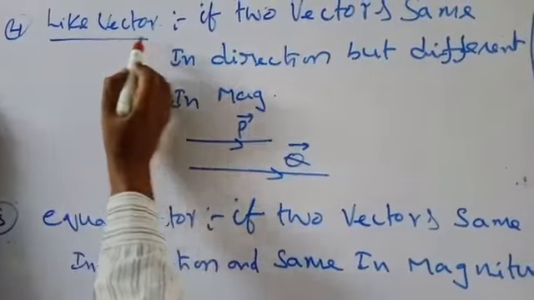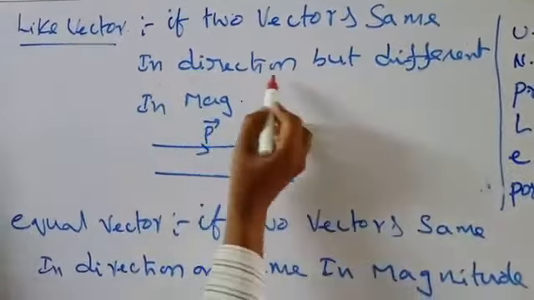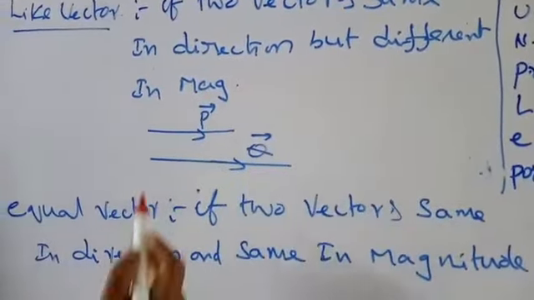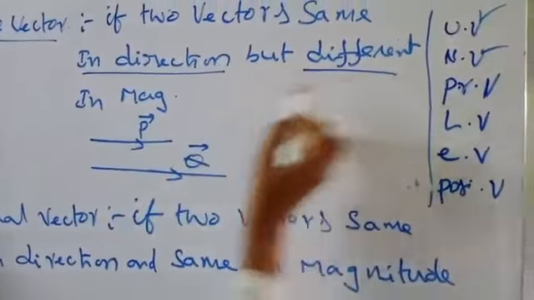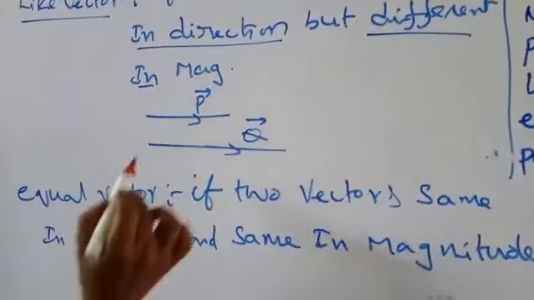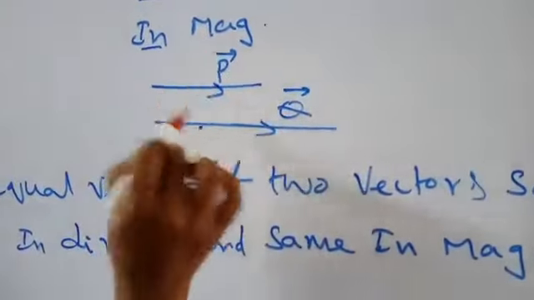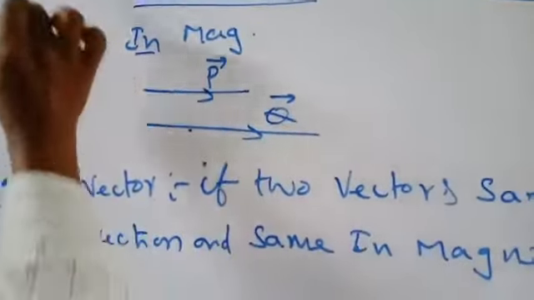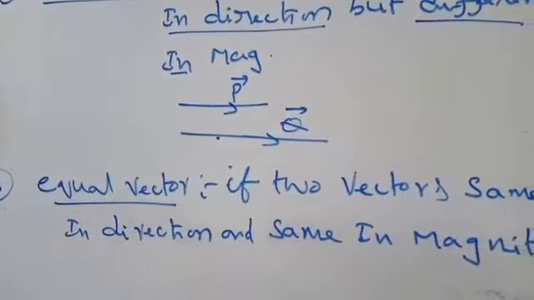Like vector: two vectors the same in direction but different in magnitude. The direction is the same, the magnitude is different. The vector P bar is smaller, and the vector Q bar is bigger than P bar. So the direction is the same. This is a like vector. Fifth one, equal vectors.